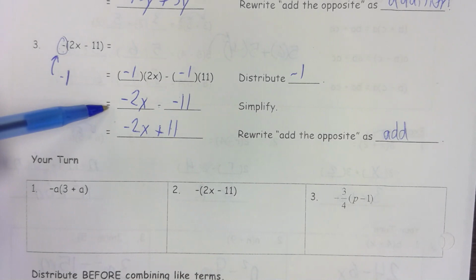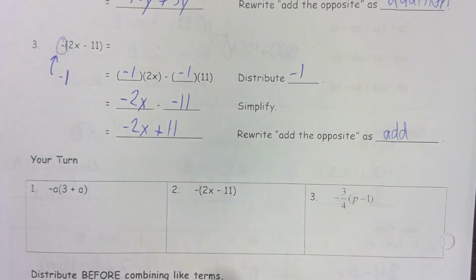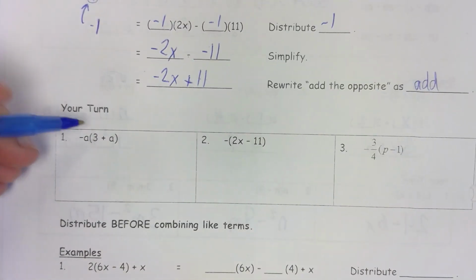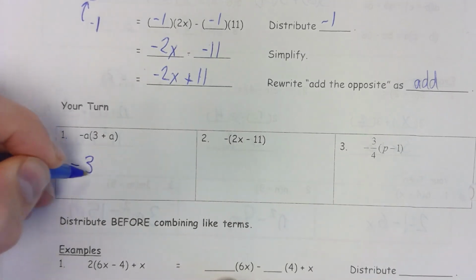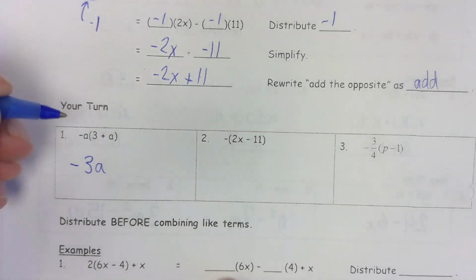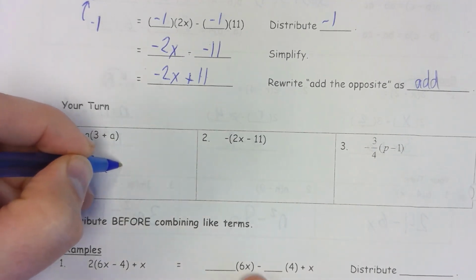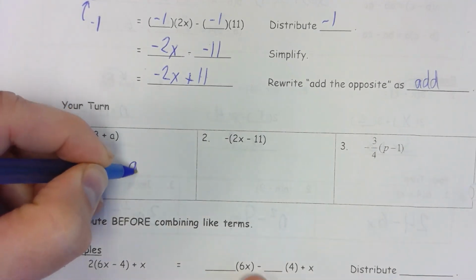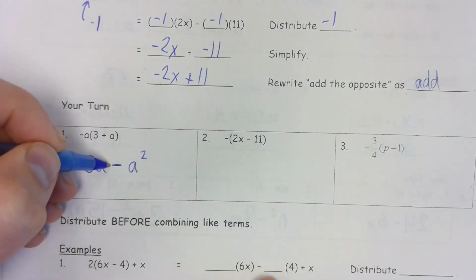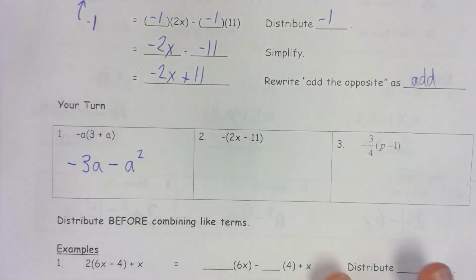If you need to think about it this way, feel free, but it's your turn, so you are pausing and trying and coming back in a moment. I've got a -a times 3. Well, that's -3a. I've got -a times positive a. Well, that's going to give me a negative number. A negative times a positive is going to give me a -a squared. So if you need to, the first time, write that as a plus -a squared, that's fine. But we're getting to this in the end, right?